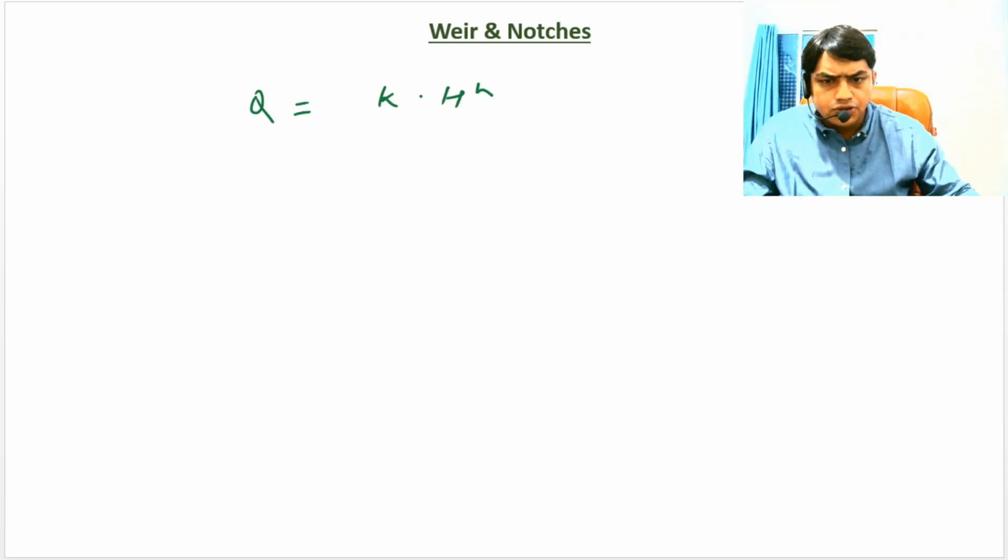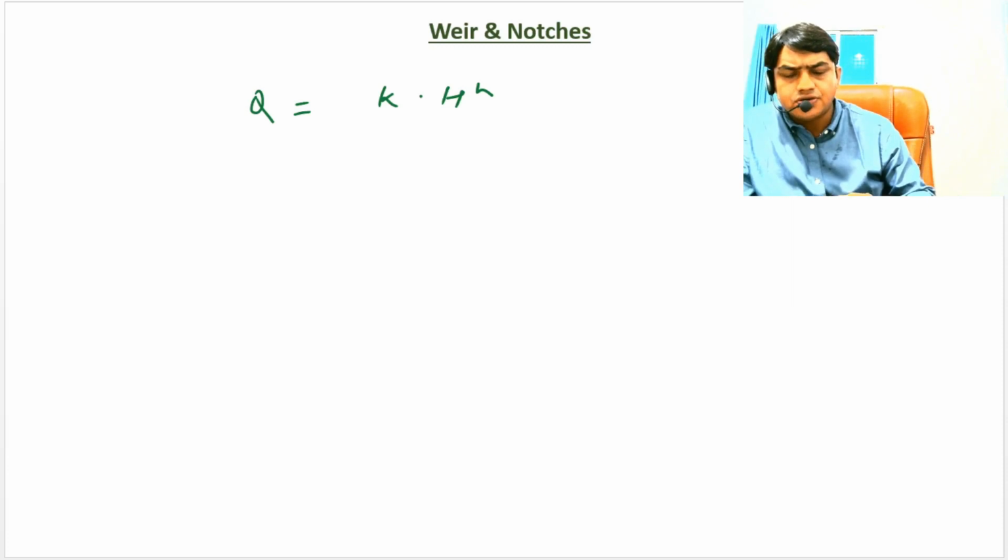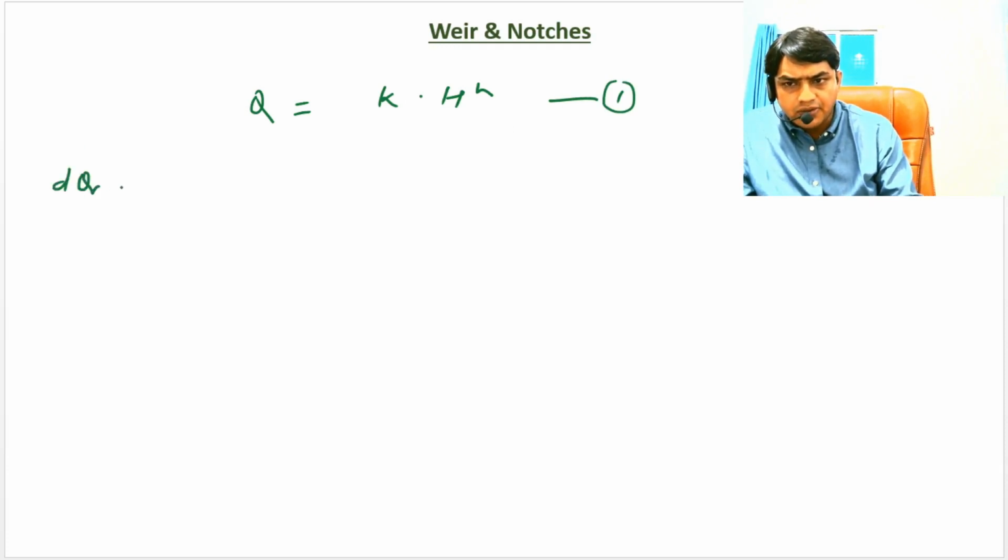So we write Q in terms of K, a constant, into H to the power n. Let us say it is equation number 1. If I differentiate this equation with respect to H, dQ can be written as K into n H to the power n minus 1 into dH. Let us say it is equation 2.